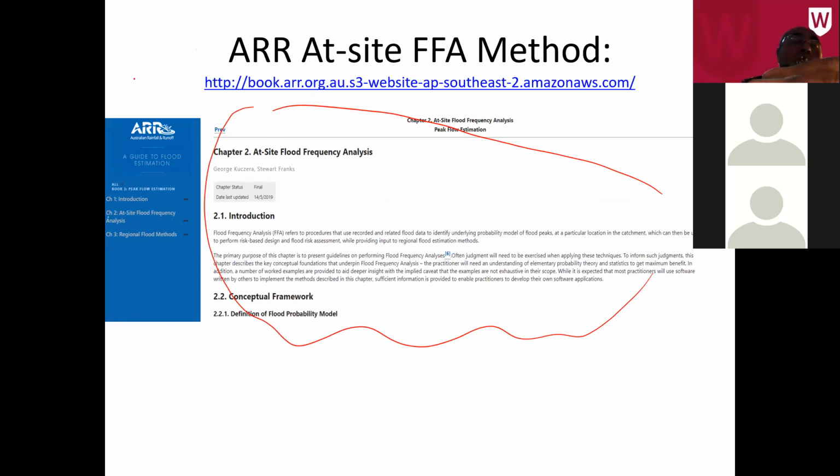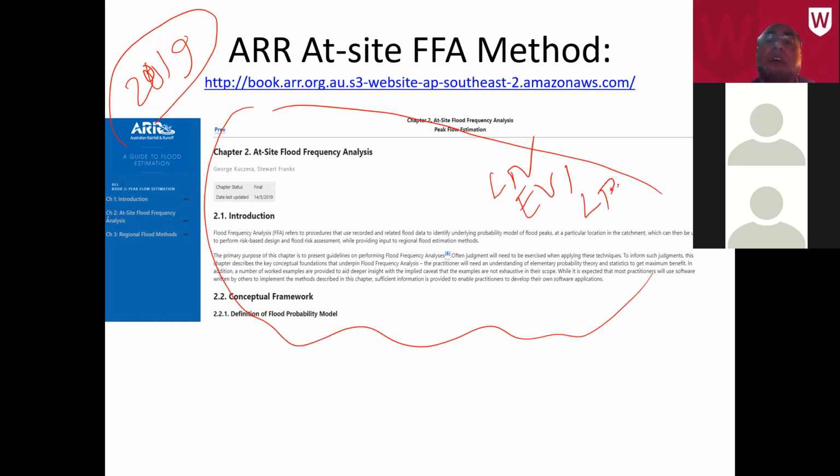In this ARR, we call it ARR 2019, they have not recommended any particular distribution, but they have given examples of 5 distributions which are log normal, EV1, LP3, GEV, and GPA, generalized Pareto distribution, that can be used, or people should consider this, and then they have to make a decision.